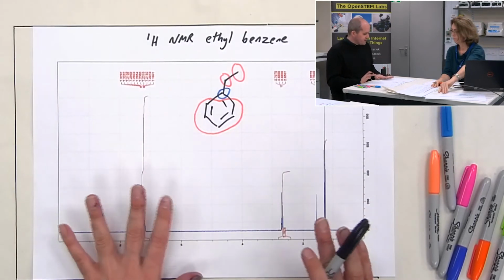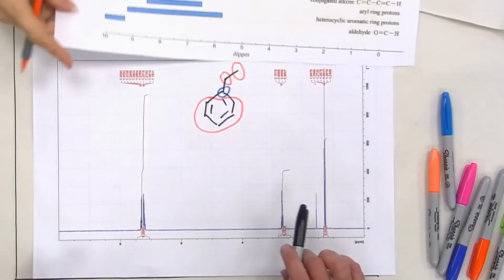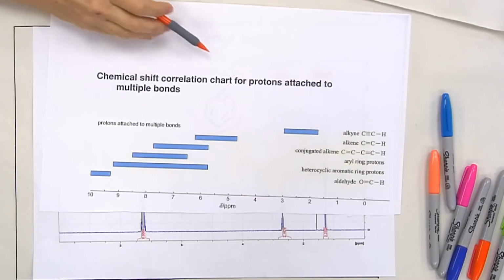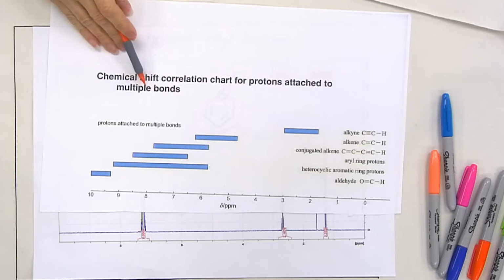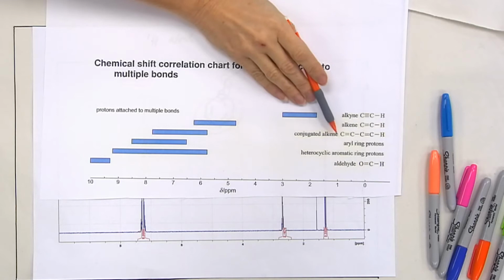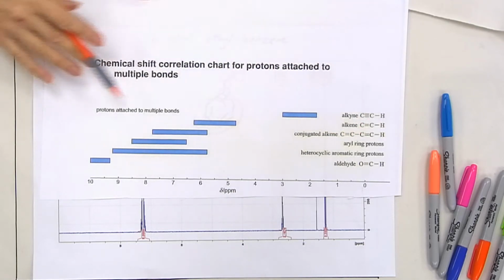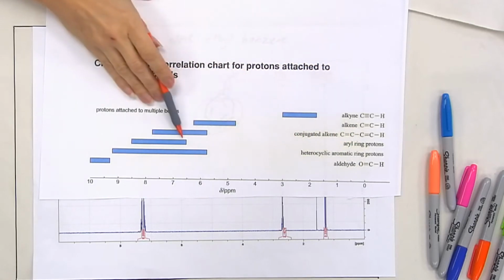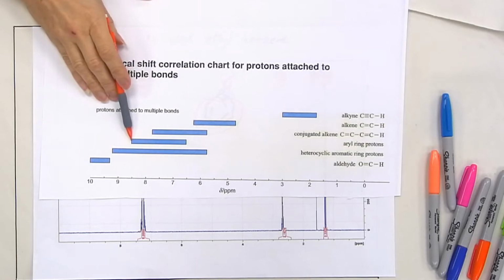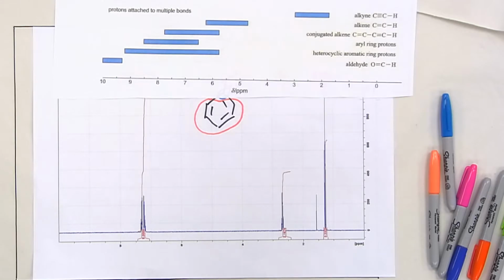So we've got some peaks around 7. So what might they be, Eleanor? Okay, so in this case, we're looking at the correlation chart, the one for protons attached to multiple bonds, because we are looking at the aromatic ring first of all. And you can see here for the aryl ring protons, we would be expecting those to resonate between about 6.5 and 8.5 ppm. So I think that is consistent with what we're seeing, about 7.3 or something like that.